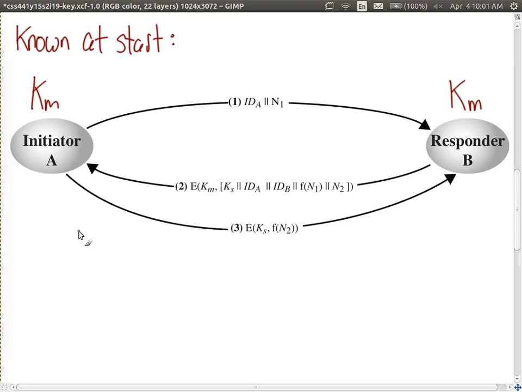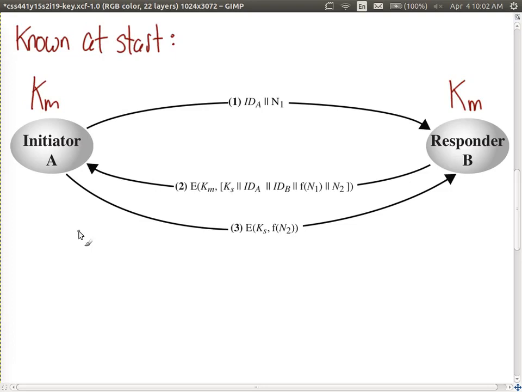Now this is a little bit confusing in that we already know a shared secret key. A and B have a shared secret, KM. Why exchange another shared secret? Well, this is the difference between master keys and session keys. The master key is going to be used to encrypt only a session key. It's not used very often.